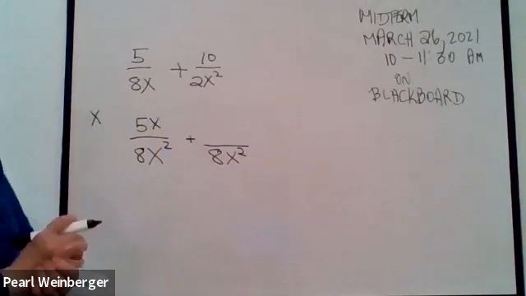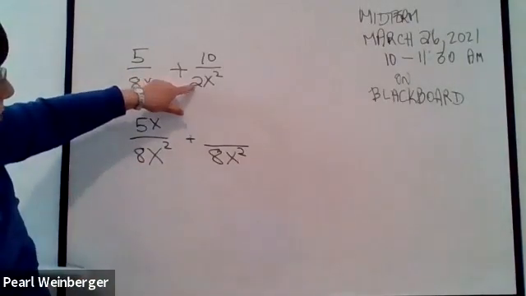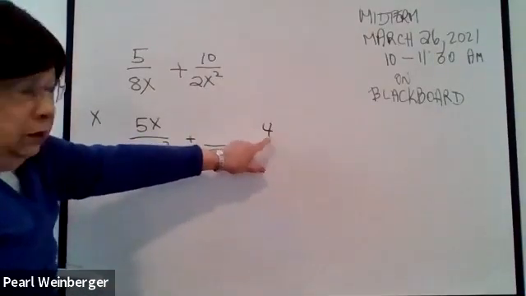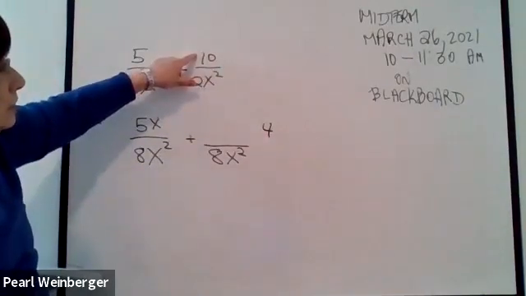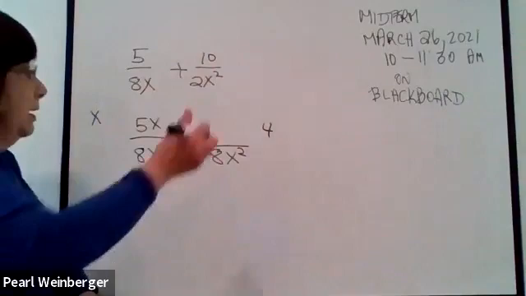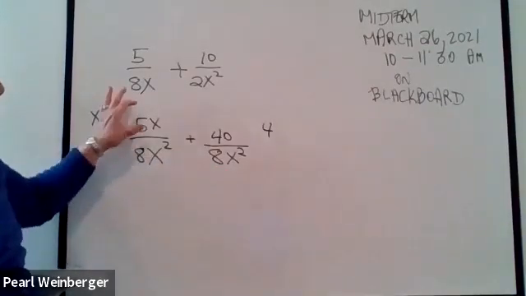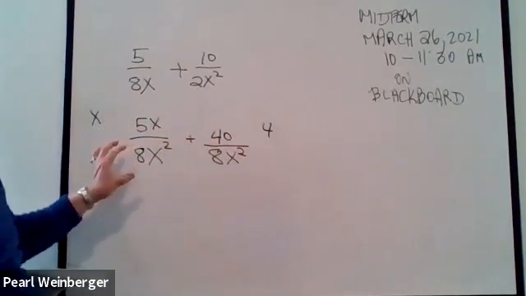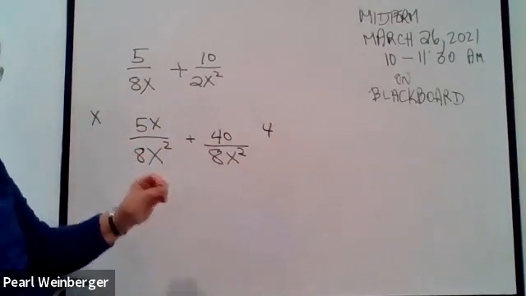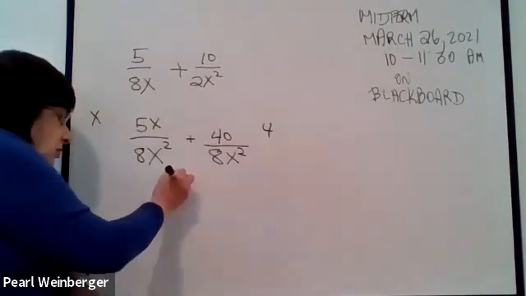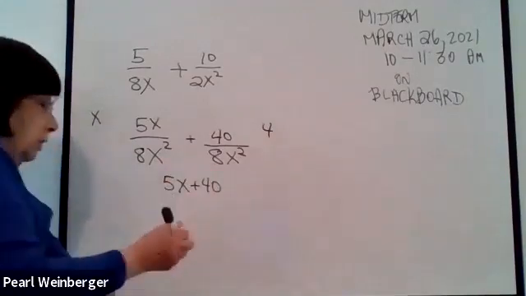I then go to my second fraction. And I see that the 2 divides into the 8 and gives me 4. The x squared into the x squared, it cancels out. So all I'm left with is 4. Take this 4 and multiply by this numerator, and I get 4 times 10, which is 40. So now both fractions have the same denominator. All I have to do is add the numerators. Once they have a common denominator, I only work with the numerators. If it's plus, I'm adding. If it's minus, I'm subtracting. So I'm getting 5x plus 40 in the numerator.